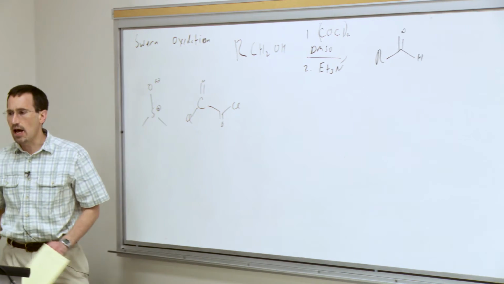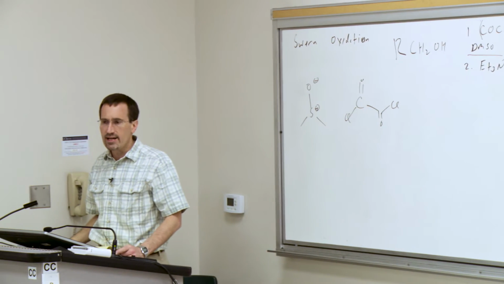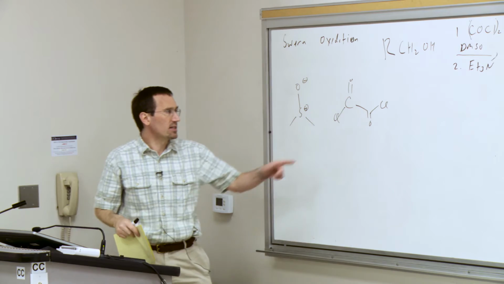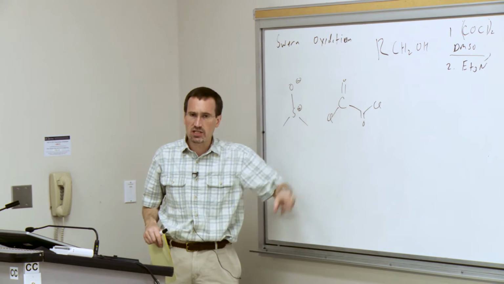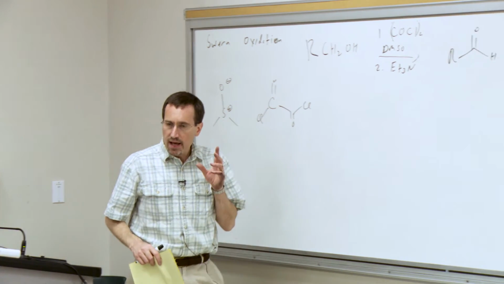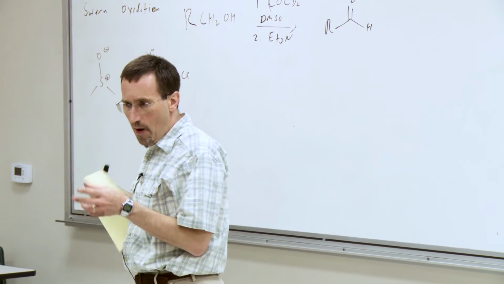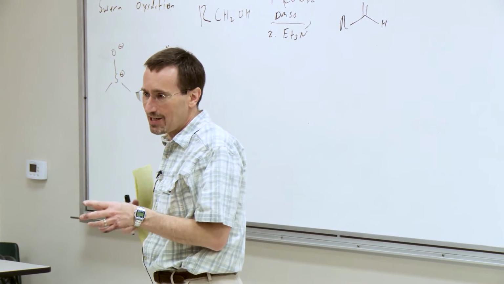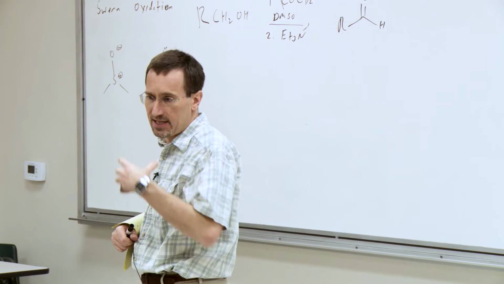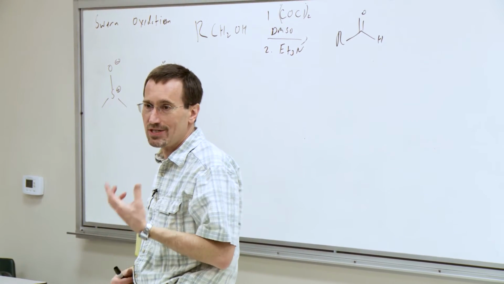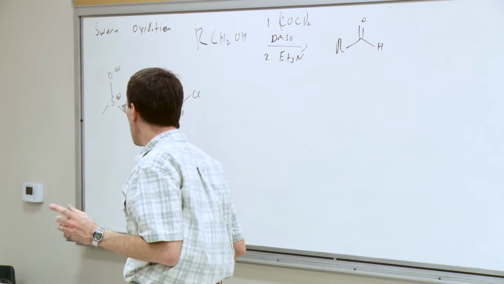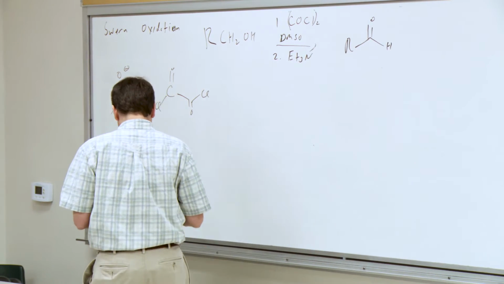Oxalyl chloride is the double acid chloride of oxalic acid. So it's an acid chloride next to an acid chloride. Acid chlorides are very electrophilic. Having two acid chloride groups right next to each other, you have delta positives, partial positive charges on both carbons. Those carbons are super electrophilic.